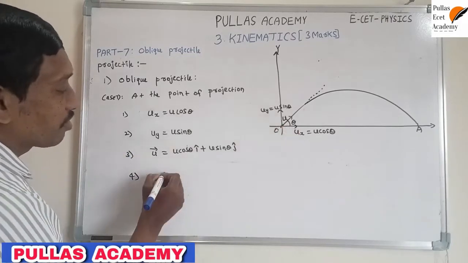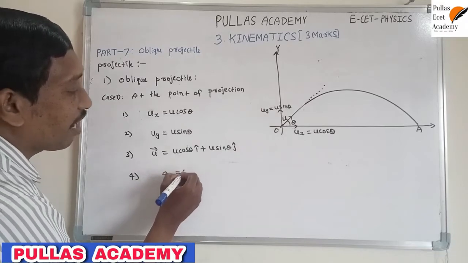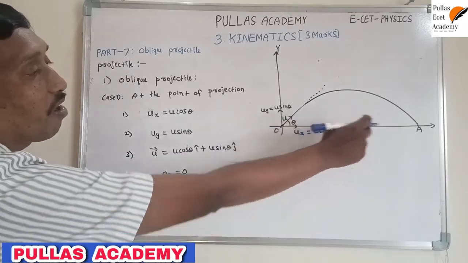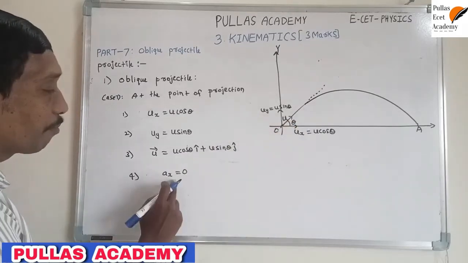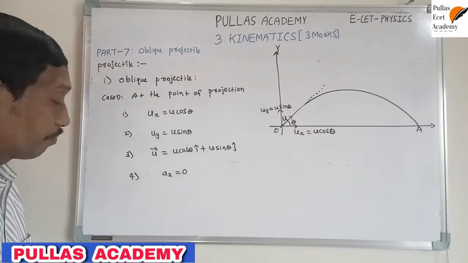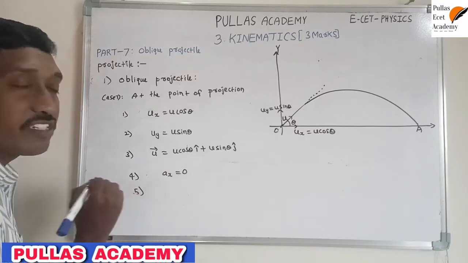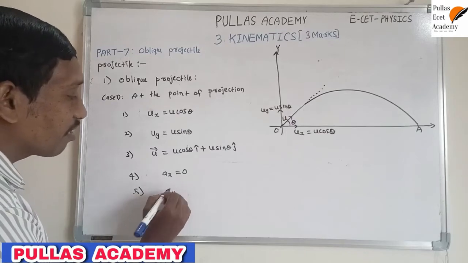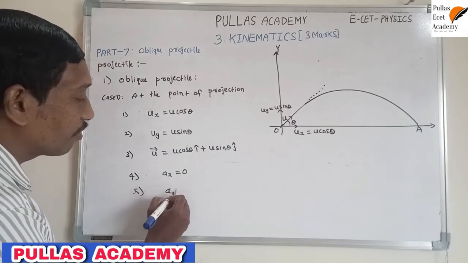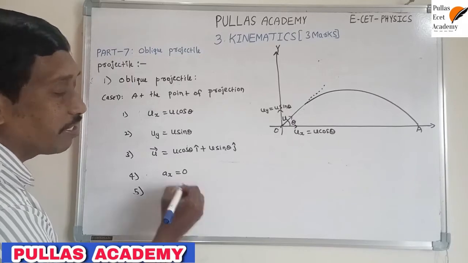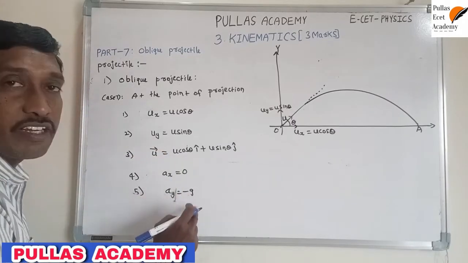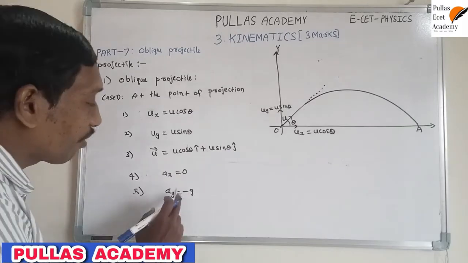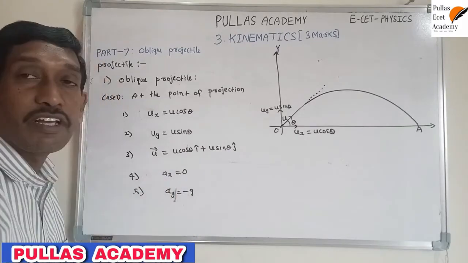At the point of projection, along the horizontal direction, the acceleration denoted by ax is considered as 0. Why? Because along the horizontal direction, it is uniform motion. Uniform motion means acceleration is 0. Along the vertical direction, it is uniform acceleration, which we have to consider as minus g. Why is it denoted by minus g? Because it moves away from the ground. Any object that moves away from the ground, we have to consider minus g.